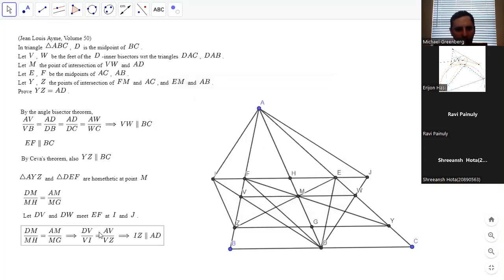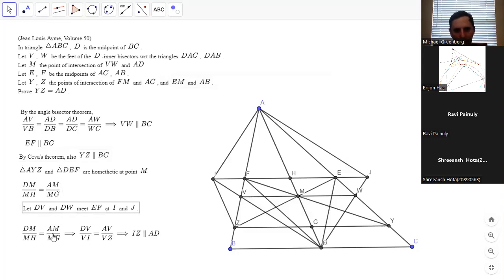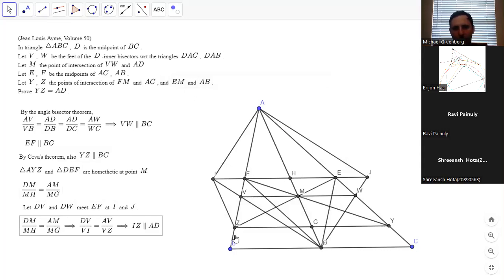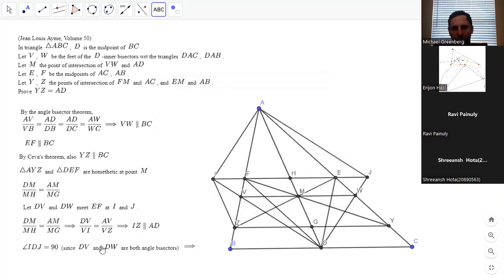I was a little confused, so I'm going to read it again in just a second. So we have IZ is parallel to AB, and so HGZ is a parallelogram. I don't even know if we needed that this is a right angle, right? So, oh yeah, I think we did because we're using that HI is equal to HD. So we have angle IDJ equals 90, since DV and DW are both bisectors. And then that means that HD equals HI equals HJ.